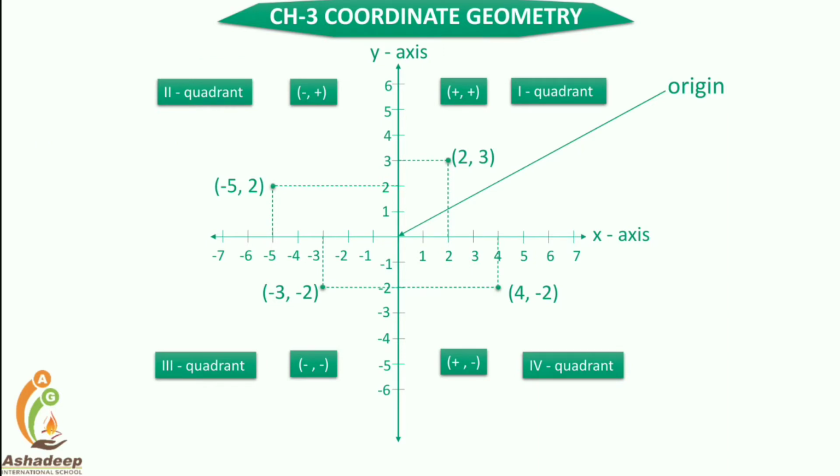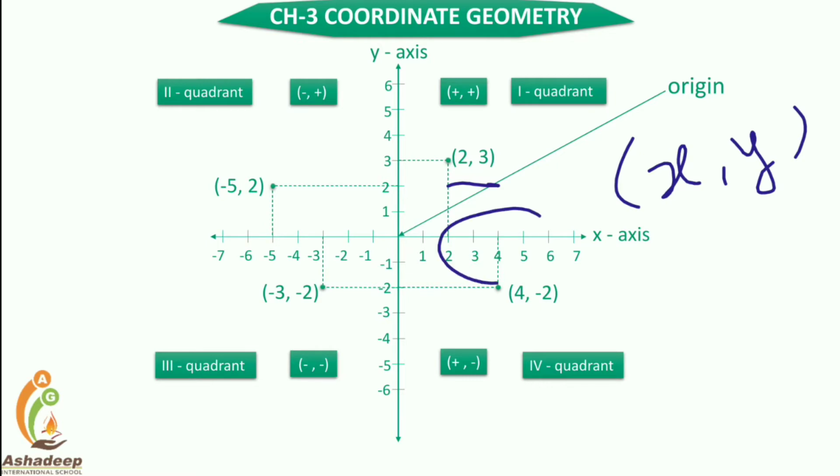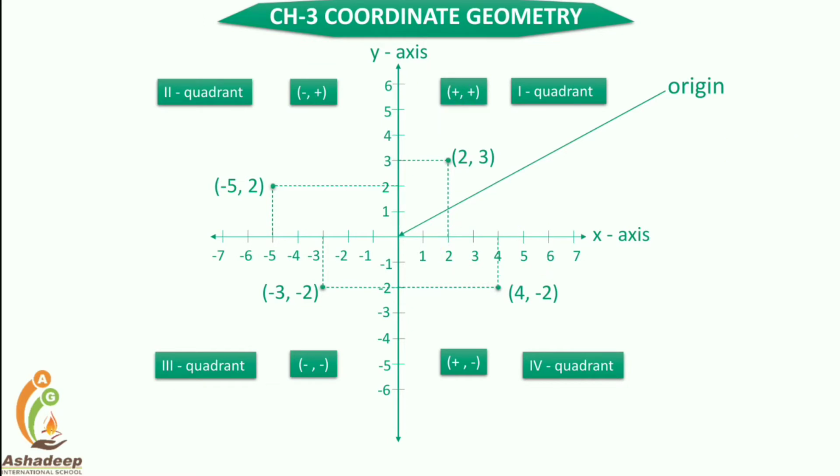Now let's discuss the signs. You see here, all the positive values, all the negative values. Here we first consider the x and then the y. In the first quadrant, x is positive and y is also positive. Now this is the second quadrant. In the second quadrant, first we take x and then y. So x is minus and y is plus, so these coordinates are minus and plus.